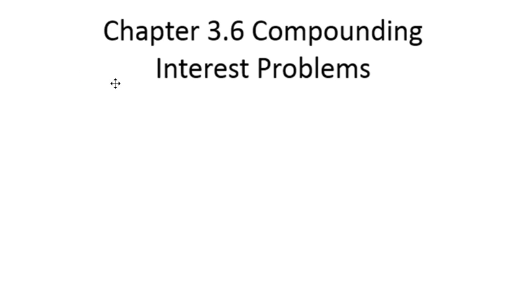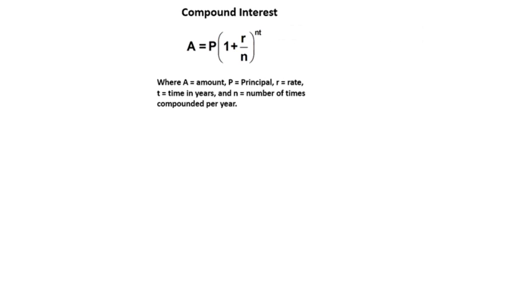Chapter 3.6, Compounding Interest Problem. Section 3.6 in our book has to do with the exponential functions portion of the book, and specifically with finance. These problems are going to involve using a couple different formulas, one of which is listed here.